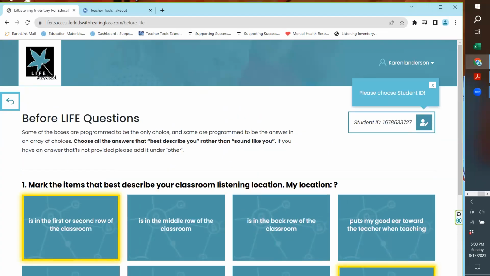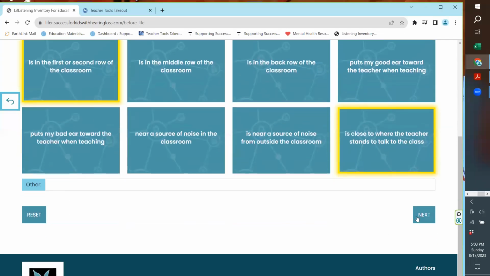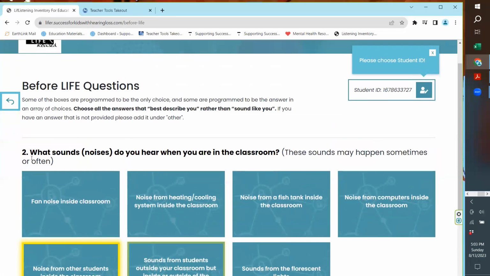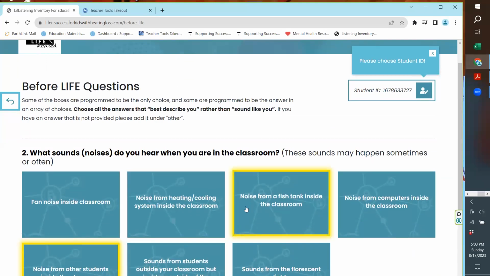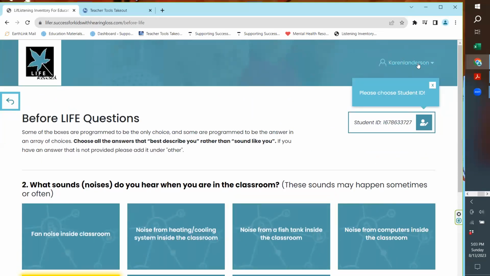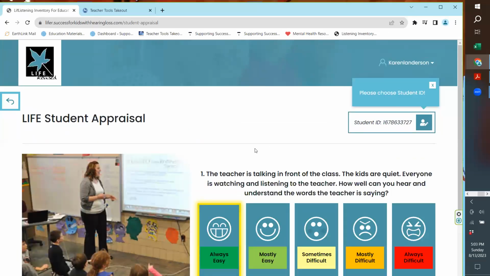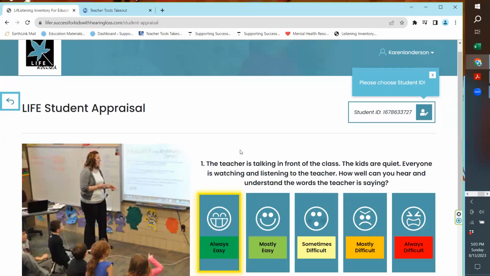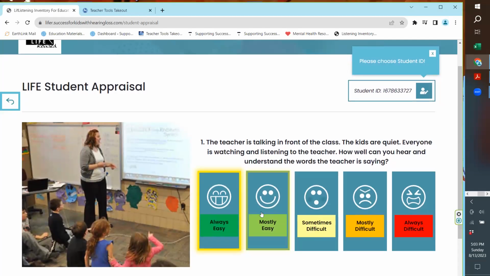And the before life questions, again, it's putting that child in the seat of being the expert in the classroom about things going on. Where does he sit, for example? And what are the noises that he hears? So there's, I believe, 6 of those questions. All right. And then the student appraisal has 15 questions, and the child has to choose just one of these. He can't choose 2. He has to choose one.